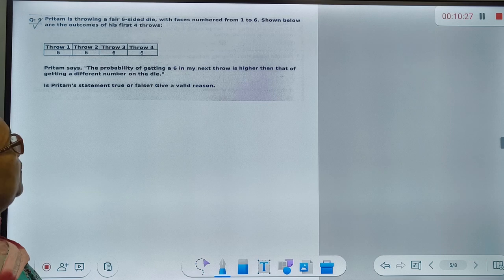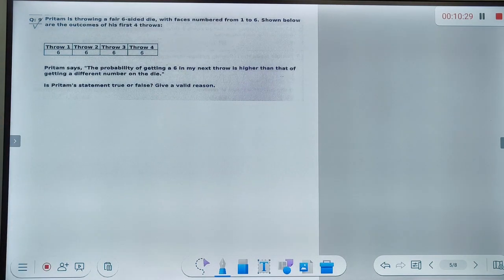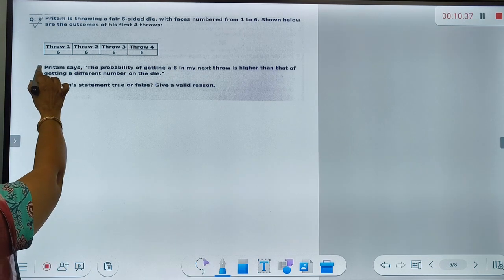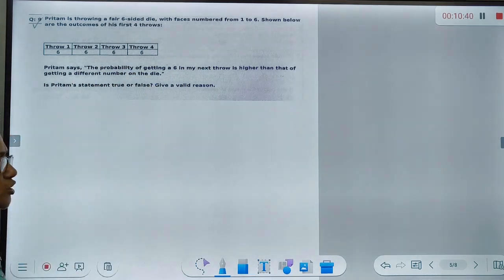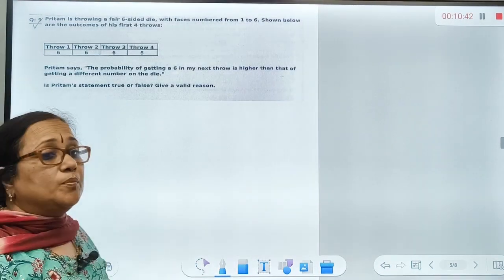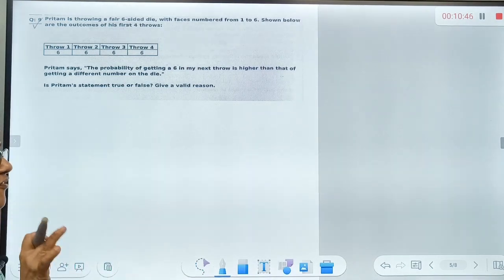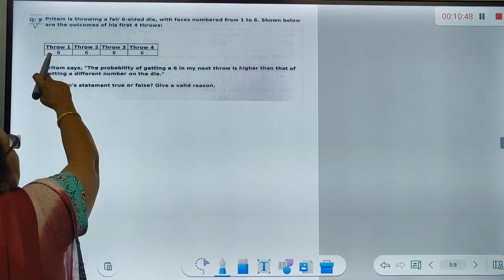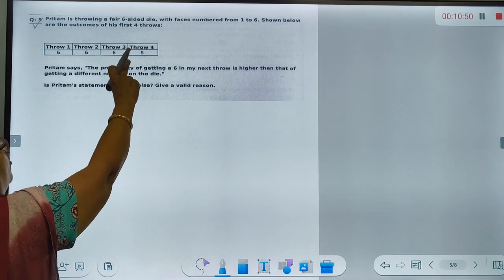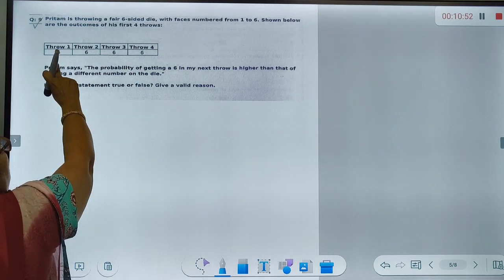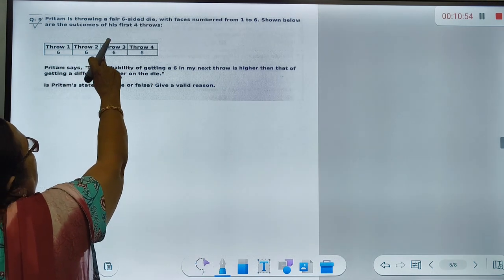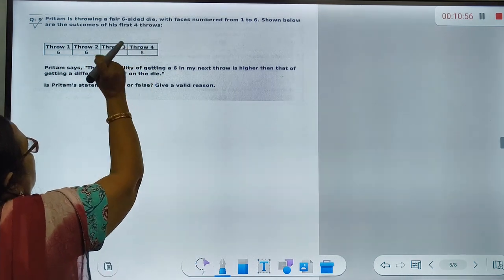Now this is a problem in probability. Preetham is throwing a fair six-sided die with faces numbered from 1 to 6. These are the outcomes in the first four throws. So he is throwing a die. What are the possible outcomes in a die? Any number between 1 to 6. First four times he gets the number 6 as the outcome. First throw he gets 6, second throw he gets 6, third throw he gets 6, fourth throw he gets 6.